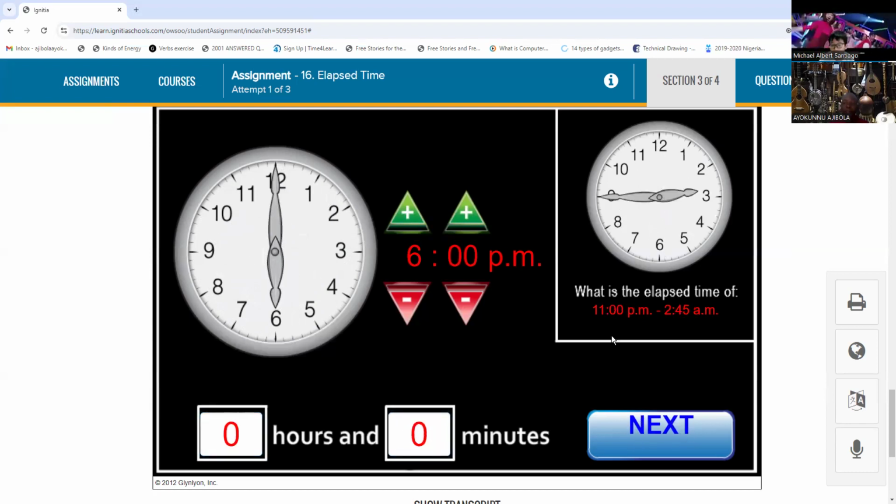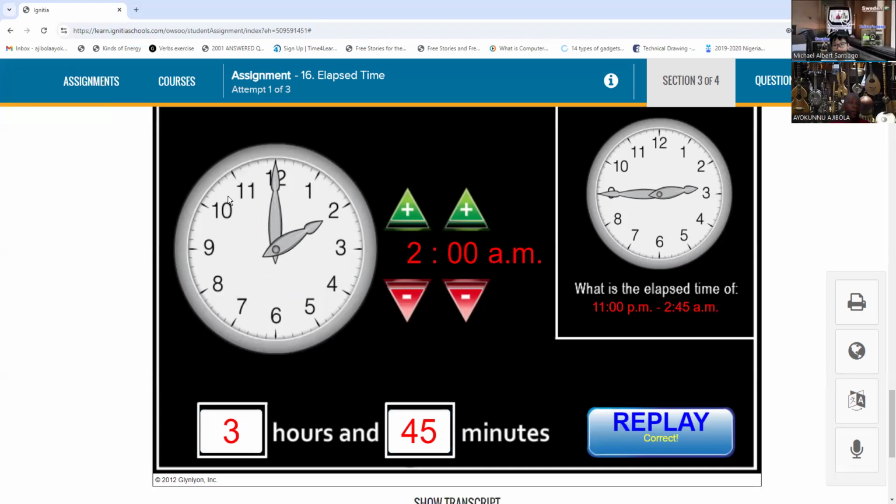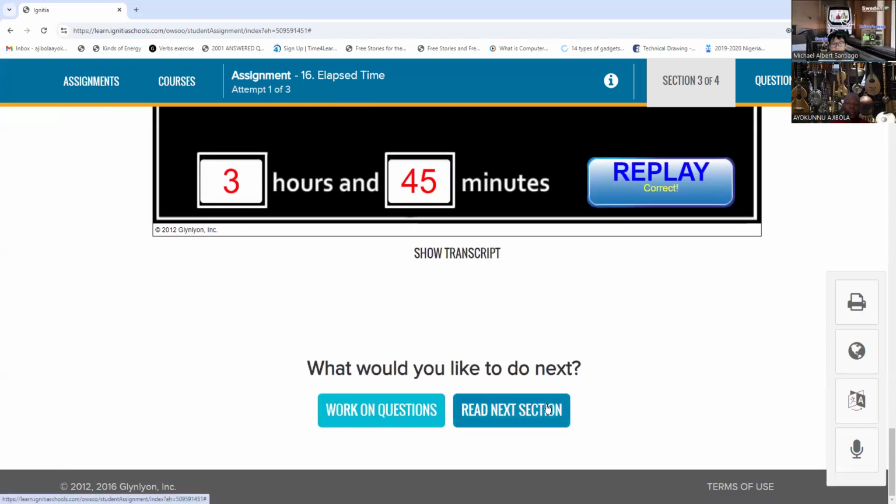That's correct. Then from 11 p.m. to 2:45 a.m. Let's go to 11 p.m., then to 2:45. 1, 2, 3. 3 hours, 45 minutes. Okay? Okay, so that's the end of that task.